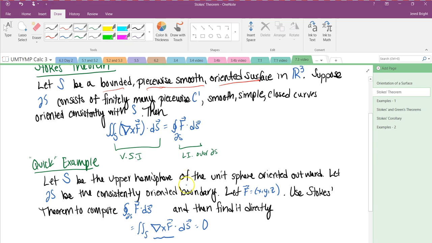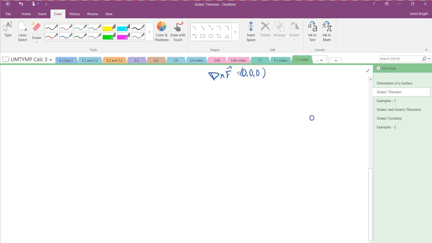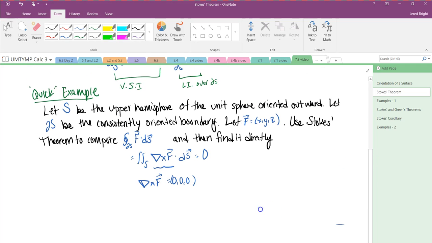If we're thinking about the upper hemisphere, is it bounded? Yep. Piecewise smooth? Yep. Oriented surface? Yep, it tells us the orientation. And the boundary consists of finitely many curves? Yep, yep, yep, yep. We're good. So in your homework or on a test, make sure to go through and verify all those. Just write them out, check, write them out, check, just to communicate that you've gone through that work.